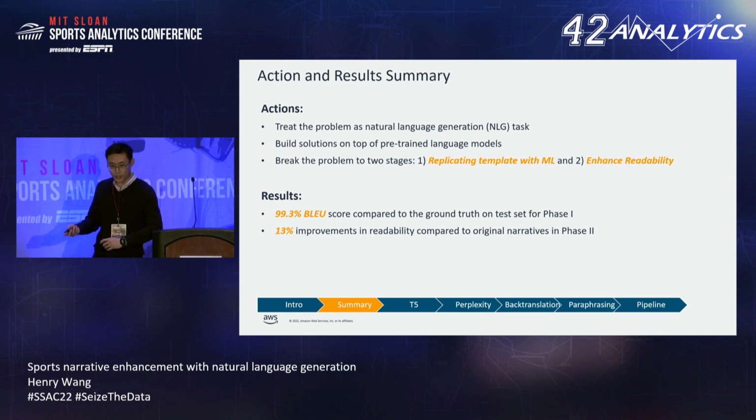Our results, we actually got above 99% BLEU score for the first stage of trying to mimic the behavior of the templates. And then for the second stage, we got an average of 13% improvements in readability compared to the original narratives coming out of the template solutions.